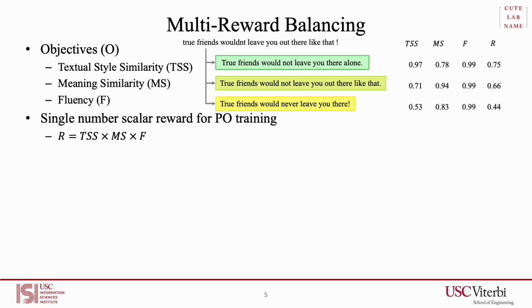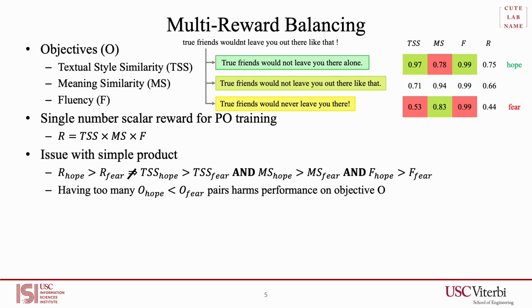So that's fairly straightforward. The problem is that although the first sentence is our hope output and our third sentence is a fear output, if you look at the specific sub-objectives, it's not always the case that the hope output is stronger than the fear output in all dimensions. In fact, we have some upside-down objectives where the hope is actually worse than the fear. And if we have that too many times, we're going to harm performance on that objective.